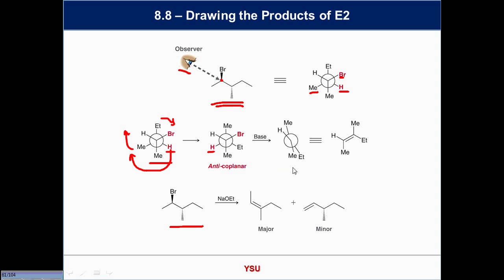What I'll have now is an orientation, if my base comes in and grabs this, in which all these other pieces are going to be stuck in space relative to each other. So can you see that the methyl groups are pointing in opposite directions in that orientation?